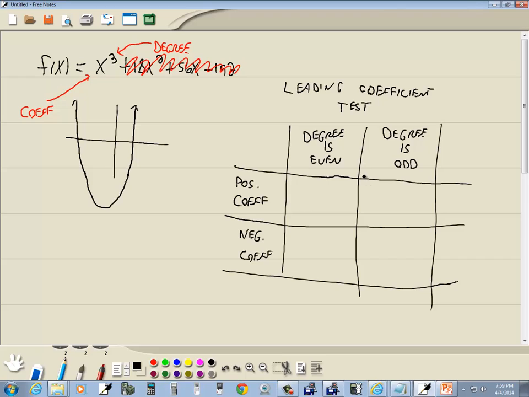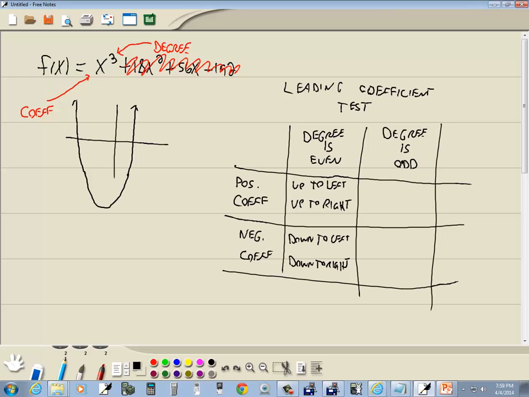When you have an even degree and positive coefficient, that says it's up to the left, up to the right. Now if your degree is even and you have a negative coefficient, it's down to the left and down to the right. This is what it's doing clear to the left and clear to the right. It doesn't tell us anything about what's happening in the middle.